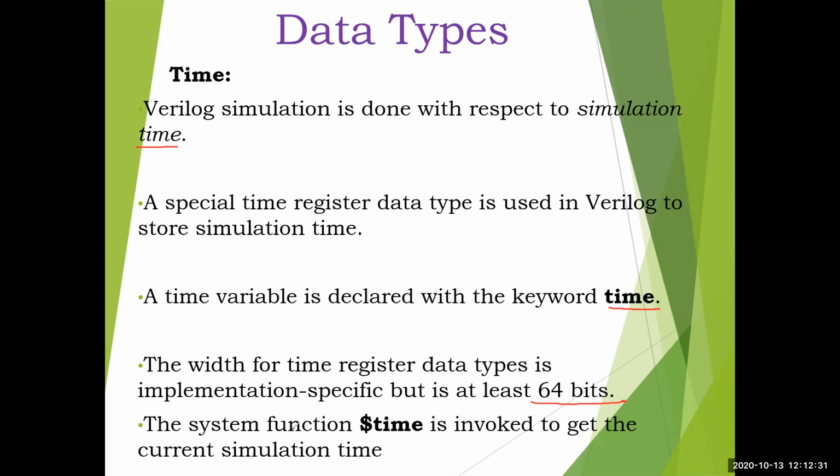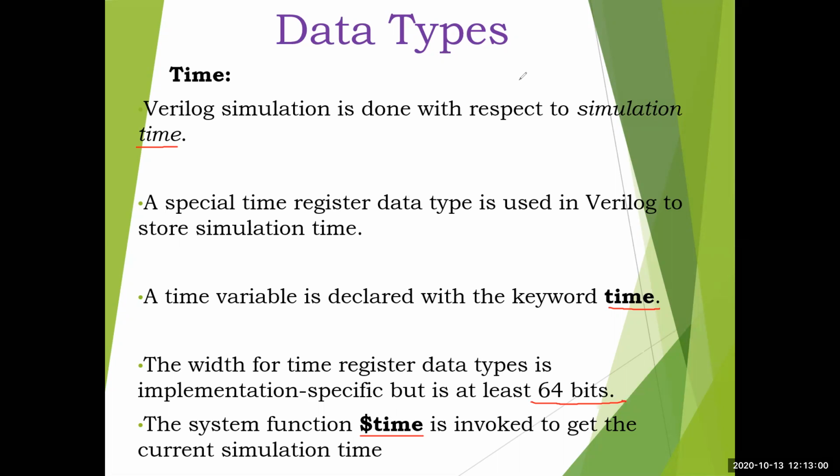The system functions, which we will be using after data types, begin with the $ sign. In the same way, one of the system functions, $time, is invoked to get the current simulation time. We said that simulation time is stored in a variable, and that variable is declared with the time keyword. To get the value stored in that time variable, you have to use the system function $time.